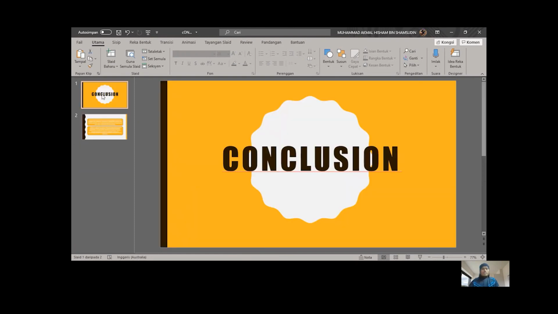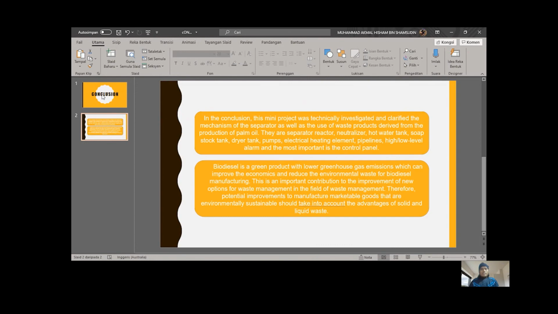As a conclusion, this mini project technically investigated and clarified the mechanism of the separator as well as the use of waste products derived from the production of palm oil. The equipment involved in our mini project are separator reactor, electrolyzer, hot water tank, soap stock tank, dryer tank, pumps, electrical heating element, pipelines, high and low level alarm, and the most important thing is the control panel.